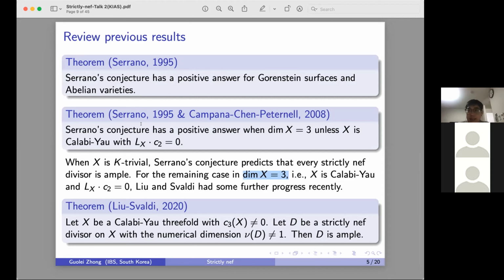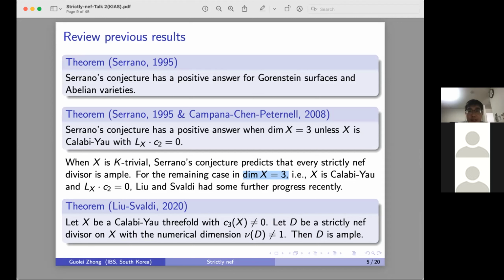I think by the base point free theorem, it defines a fibration to the downstairs, and the strict nef divisor. If the abundance is true, then the strict nefness will imply it is ample.